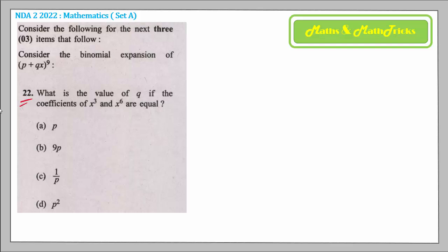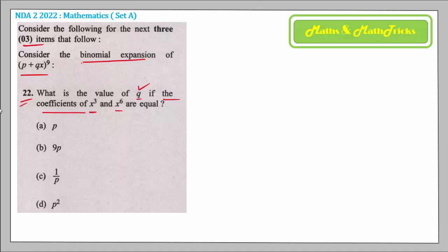Question number 22, based on the binomial theorem. Here you have to answer 3 questions together, counting from the 22nd. The given information is a binomial expansion of (p + qx) to the power 9. In the 22nd question, you are asked: what is the value of q if the coefficients of x cube and x power 6 are equal? This is the condition you have to follow to determine the value of q.